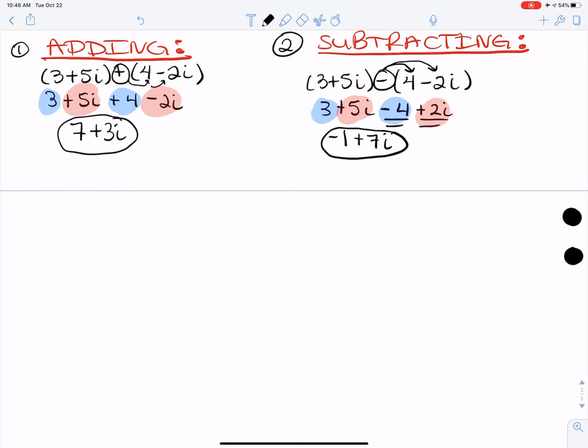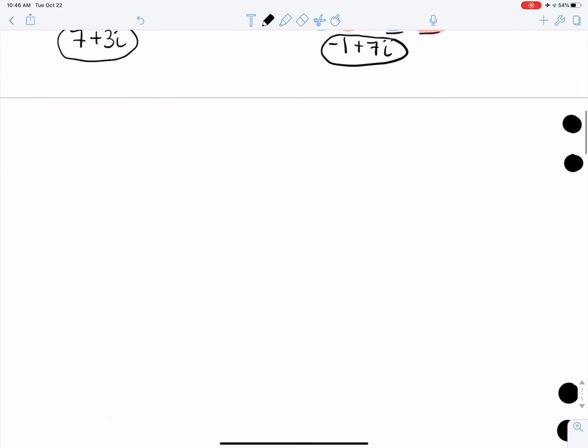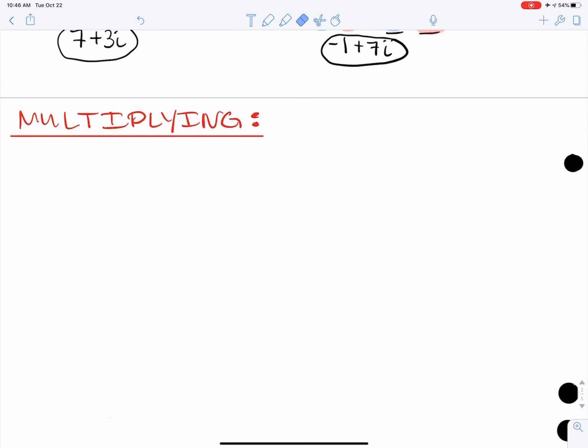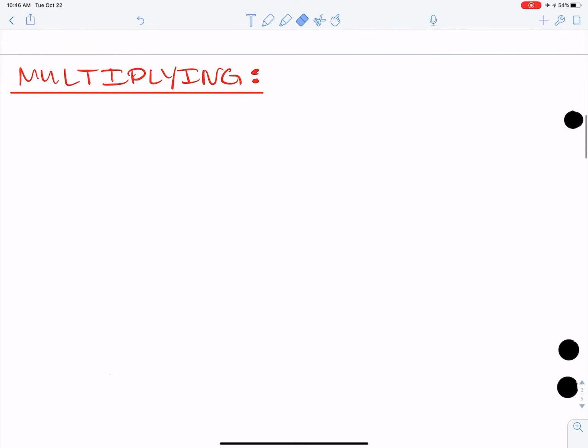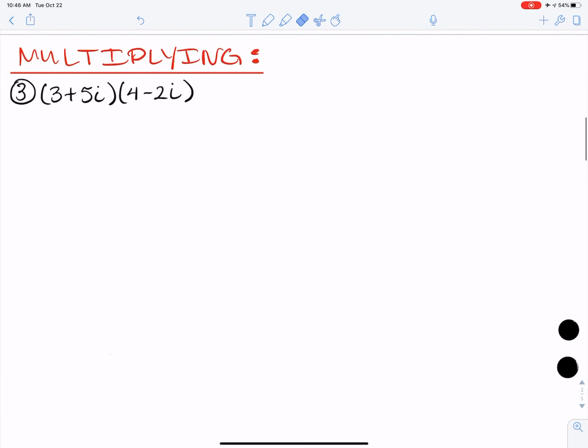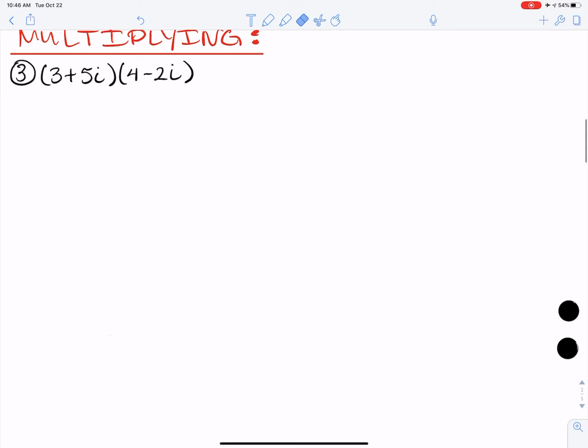Now the question is, can you just add and subtract? Absolutely not. We got multiplying. Let's multiply these things. And there are technically 2 ways you can multiply. I'm going to show you both ways. It's whichever way that you decide that you want to multiply. It's up to you. So a lot of you might have grown up in the FOIL era. And so that means you're going to do first, outer, inner, last.